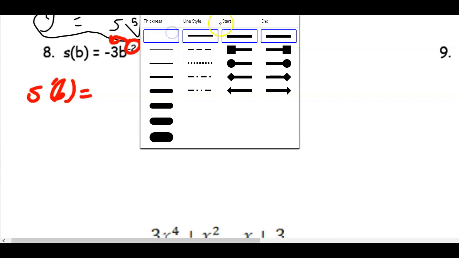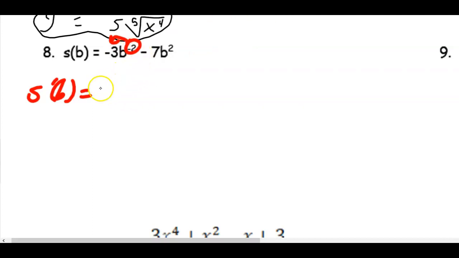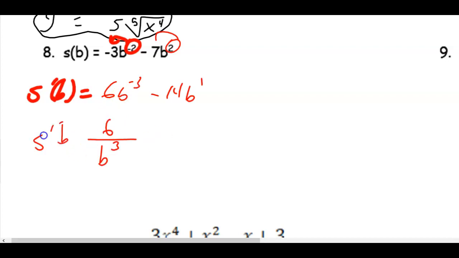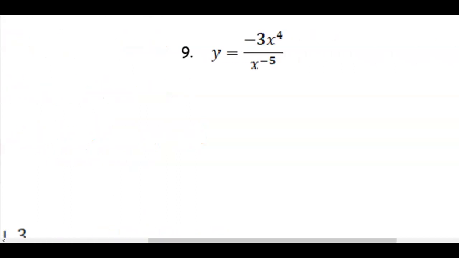So I gotta change that width, it's too wide. Positive 6b subtract 1, negative cube. Minus 14b to the first. So this one we rewrite as 6 over b cubed. Alright. Minus 14b. There's your derivative right there. Right here, okay. Let's rewrite y.